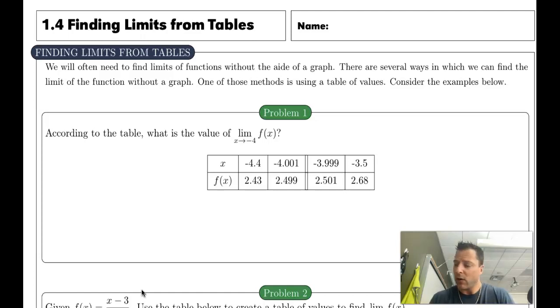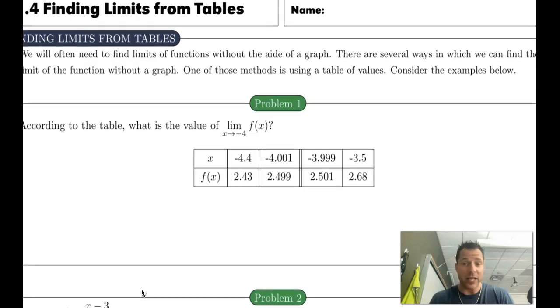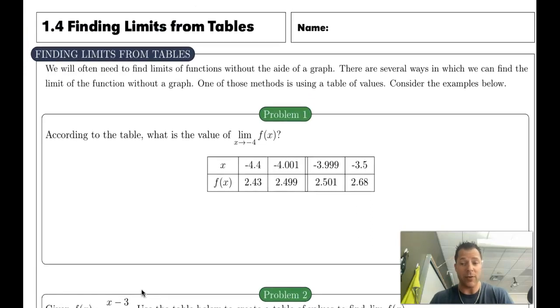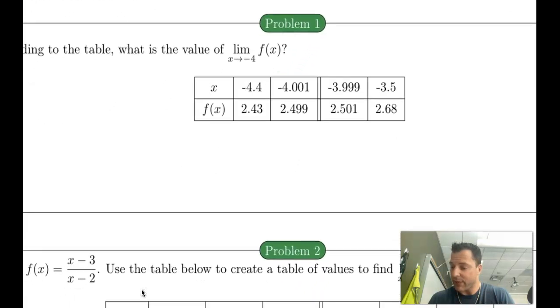So we'll often have to find limits from functions without the aid of a graph. We'll get into how to calculate limits algebraically coming up, and that's our next big topic. But for now, we've learned about graphing, and now we're going to learn how to estimate the limit from a table of values. So let's consider the example here.